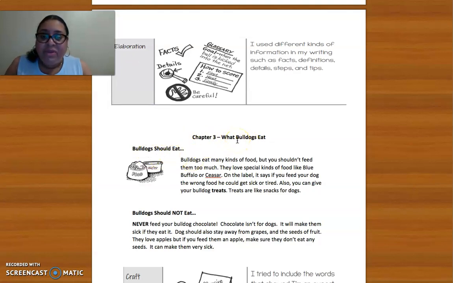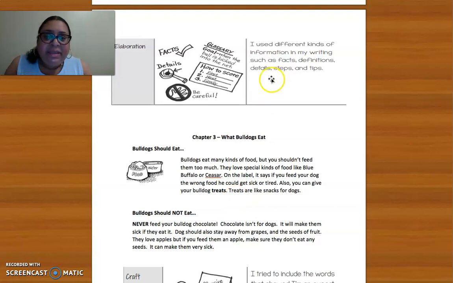Chapter 3, What Bulldogs Eat. Bulldogs should eat. Bulldogs eat many kinds of food, but you shouldn't feed them too much. They love special kinds of food like Blue Buffalo or Caesar. On the label it says, if you feed your bulldog the wrong food, he could get sick or tired. Also, you can give your bulldog treats. Treats are like snacks for dogs.